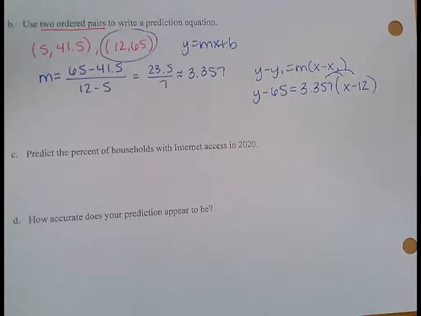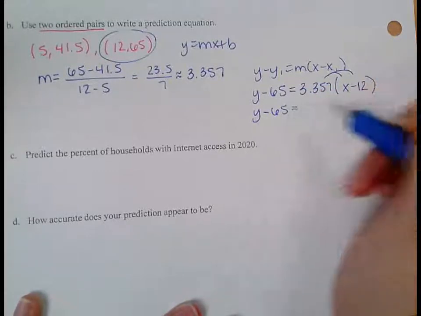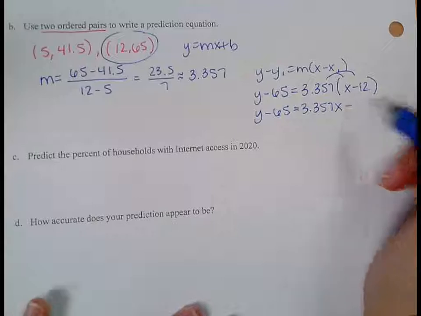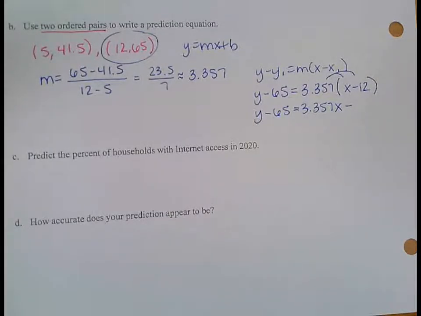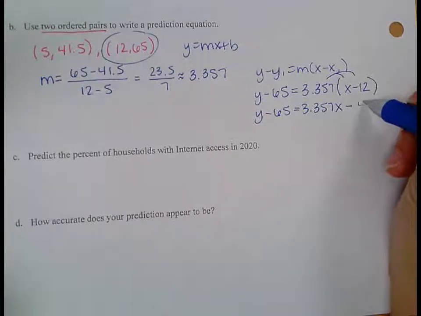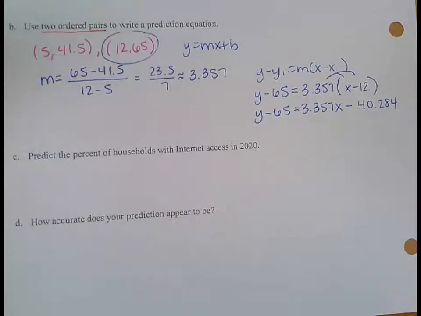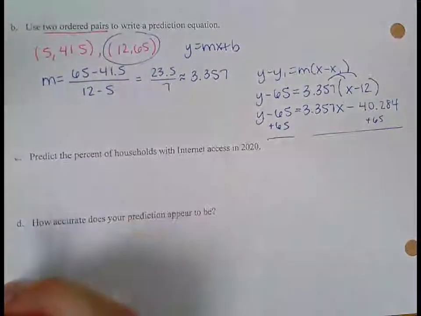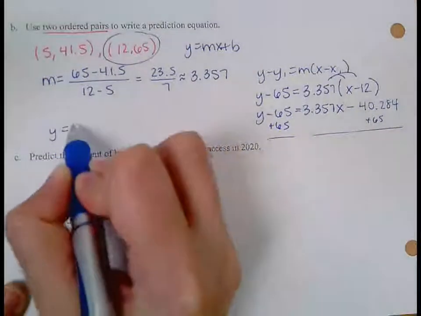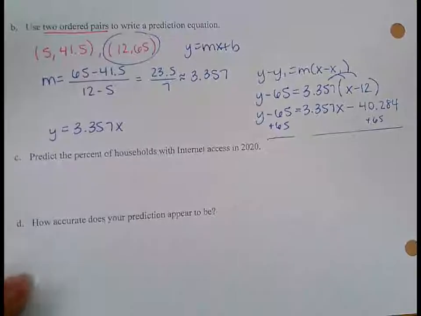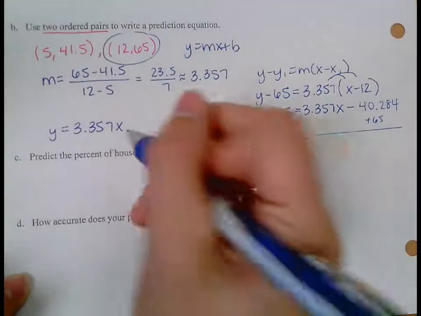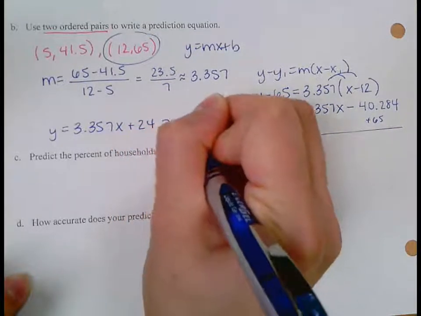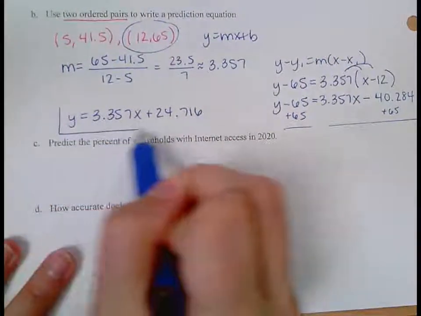So I'll distribute the 3.357. So y minus 65 equals 3.357x minus, and if I multiply that by 12, I get minus 40.284. And then I would add 65 to each side. So my equation, which I'll write in the space over here, I have more room, y equals 3.357x and then I get plus 24.716. So this is my equation.